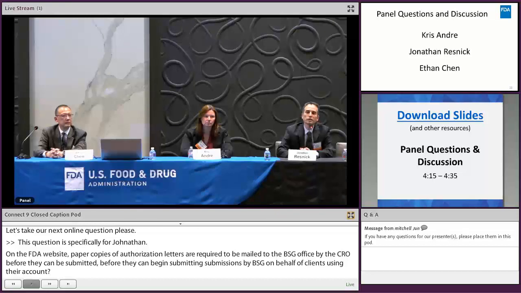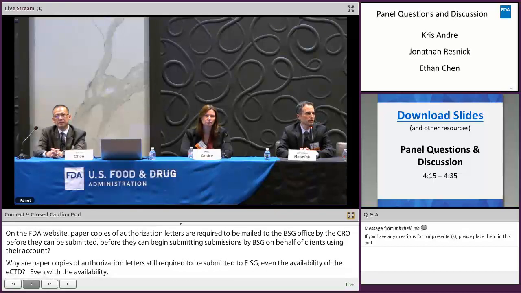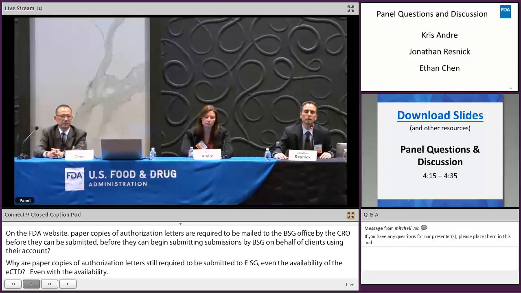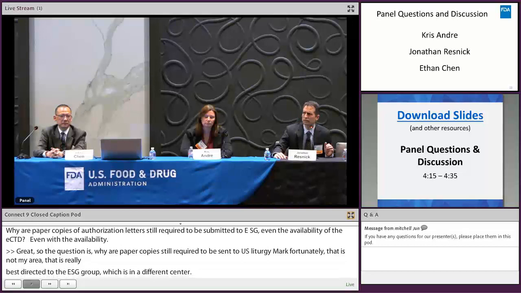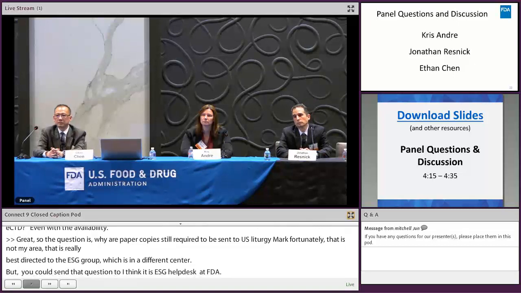So the question is, why are paper copies still required to be sent to ESG? Unfortunately, that's not my area. That's really best directed to the ESG group, which is in a different center. But you could send that question to, I think it's ESG Help Desk at fda.hhs.gov, and that'll get routed through and you can get an answer there.